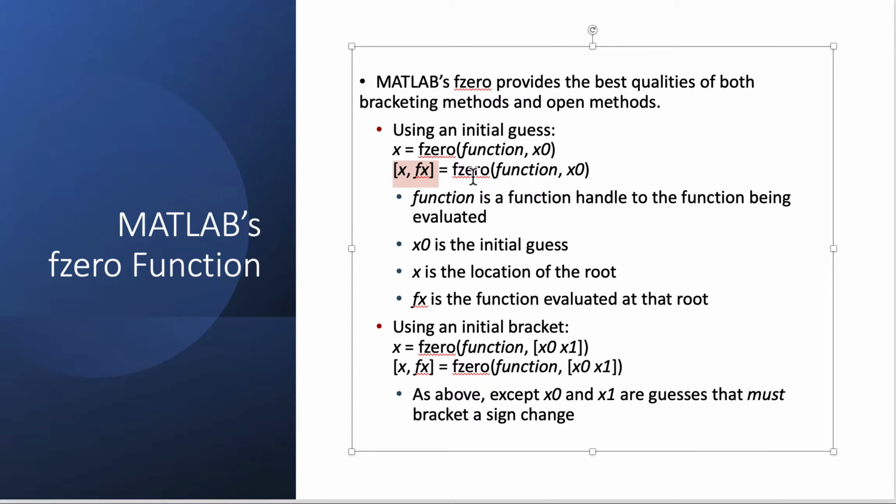We discussed two of them specifically, but you can also call the fzero function with the bracketing approach, and all you have to do is pass the same function handle as well as the bracket. The key point here is that the x0 and x1 points that you're passing to the function must indeed bracket a sign change of the function.